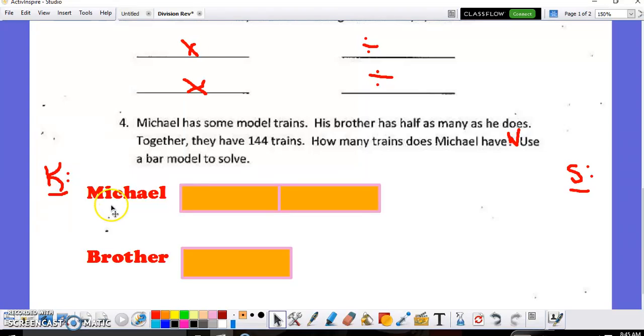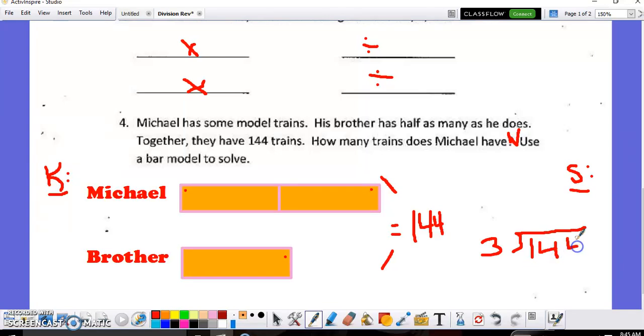What do I know? Michael and Michael's brother have a certain amount of trains. Michael has 2 times as many as his brother, although the word problem states it differently. It says his brother has half as much as he has, which is just represented by this bar here, cut in half. And we know that if we add these 3 bars together, we get a total of 144 trains. So in this case, the total number of bars, 1, 2, 3, become my divisor. There are 3 separate bars or 3 separate pieces that I am dividing the 144 trains by.